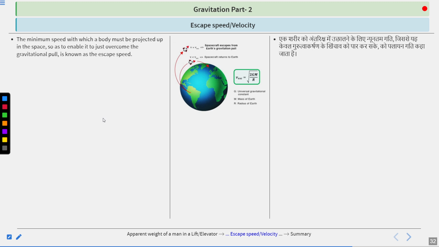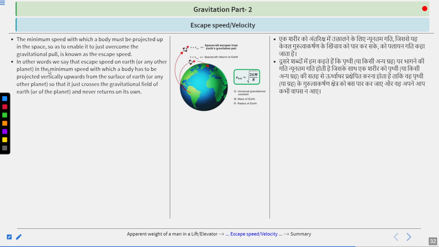Now, the escape velocity or escape speed. The minimum speed with which a body must be projected up into space so as to enable it to just overcome the gravitational pull is known as the escape speed. In other words, the escape speed on Earth or any other planet is the minimum speed which a body requires to move vertically upwards from the surface, bypass the gravitational pull of that particular planet or Earth, and never return on its own. That is known as the escape velocity.